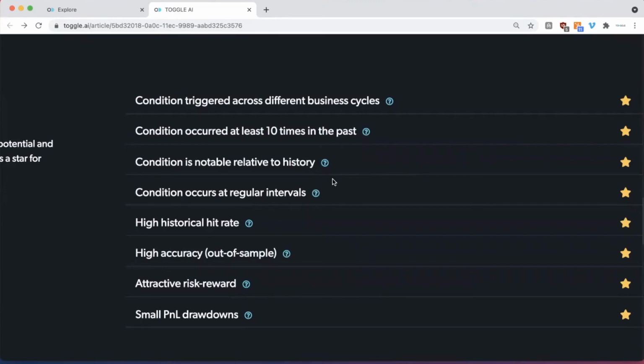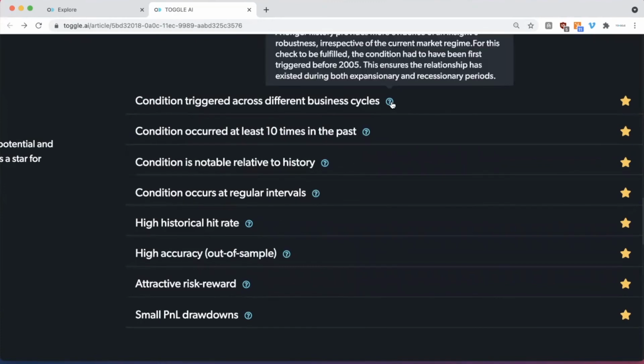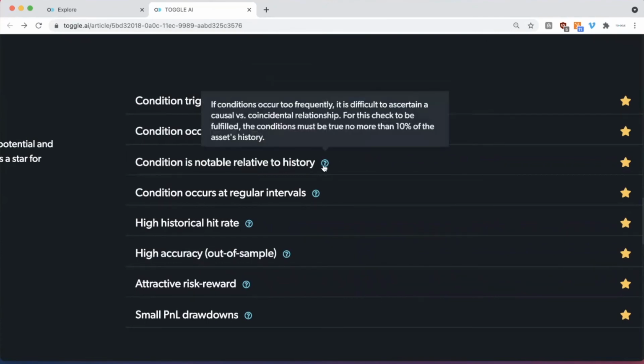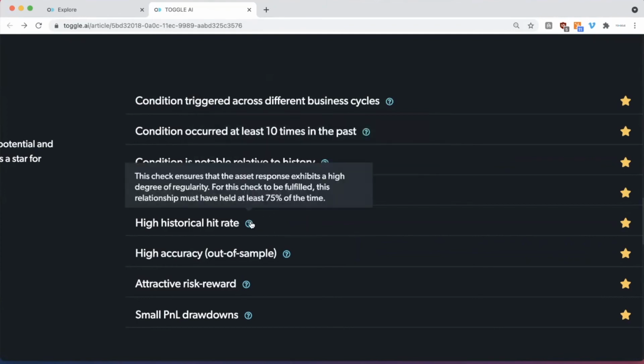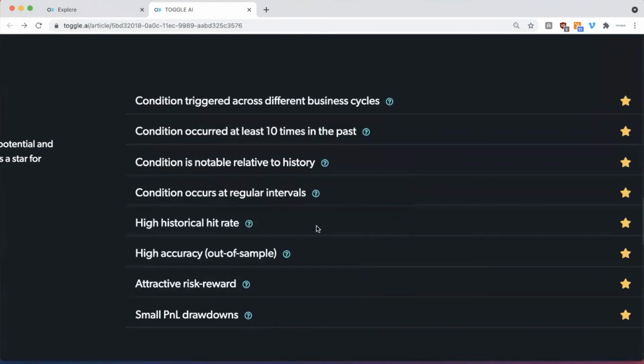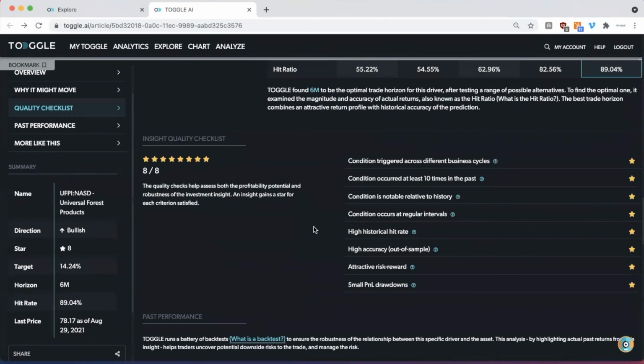And if you want to read more about what exactly these conditions mean, you can again hover over the little triangle, the question mark and the blue button, and it'll explain to you exactly what each one means. But just remember, more stars, the better an insight.